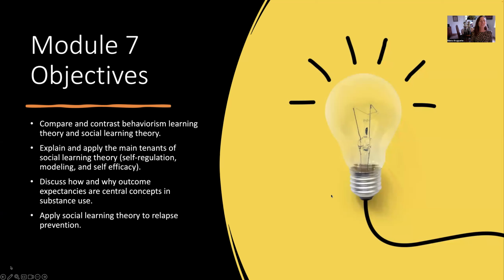Okay, Module 7 objectives are to compare and contrast behaviorism learning theory, which we talked about in Module 6, and social learning theory, which is another offshoot of learning theory. And we'll explain and apply the main tenets of social learning theory, which is self-regulation, modeling, and self-efficacy. And then we'll discuss how and why outcome expectancies are central concepts in substance use. And then we'll apply social learning theory to relapse prevention. So in this video, we will do objectives 1 and 2. In the next video, we'll do objectives 3 and 4.